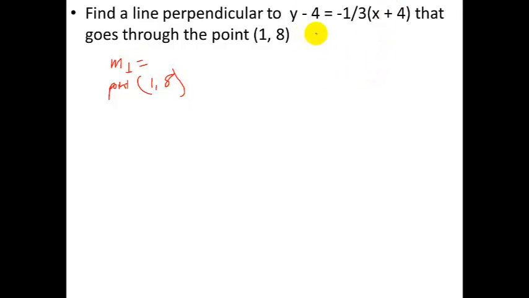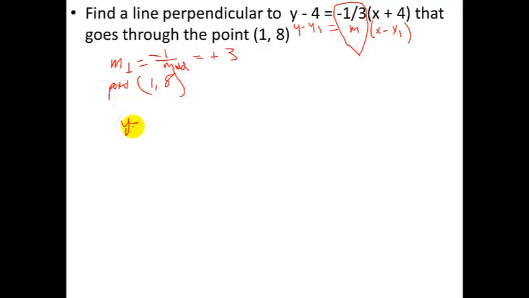Well, let's look at the original line. First of all, what form is this in? It looks to me like it's in point-slope: y minus y1 equals m times x minus x1. So by comparing the equation that we're given to the formula, we can see that the slope of the original line is negative 1/3, and the slope perpendicular is negative 1 over m old, right? So the old line is negative 1/3, so the new line is positive 3. I flip it over and I change the sign.